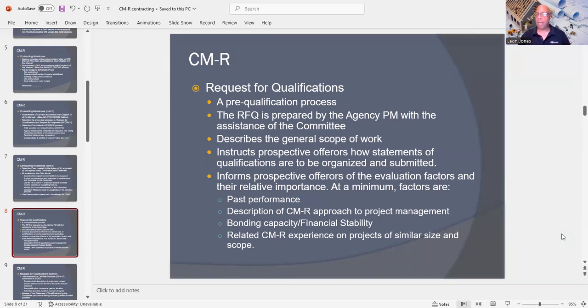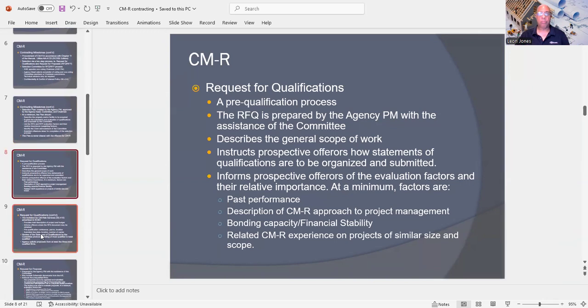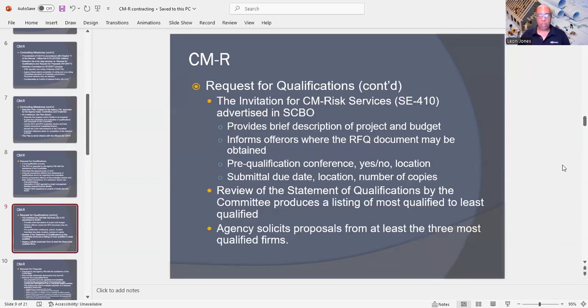So basically, at a minimum, factors are based on, as I just mentioned earlier during this presentation, you're going to look at past performance. You're going to look at the description of the CMAR approach to project management. Then you have to look at the financial stability and the bonding capacity. And then you're going to have to look at the related CMAR experience on projects of similar size and scope. Also, there's going to be the invitation for CM risk services advertised by the SCBO.